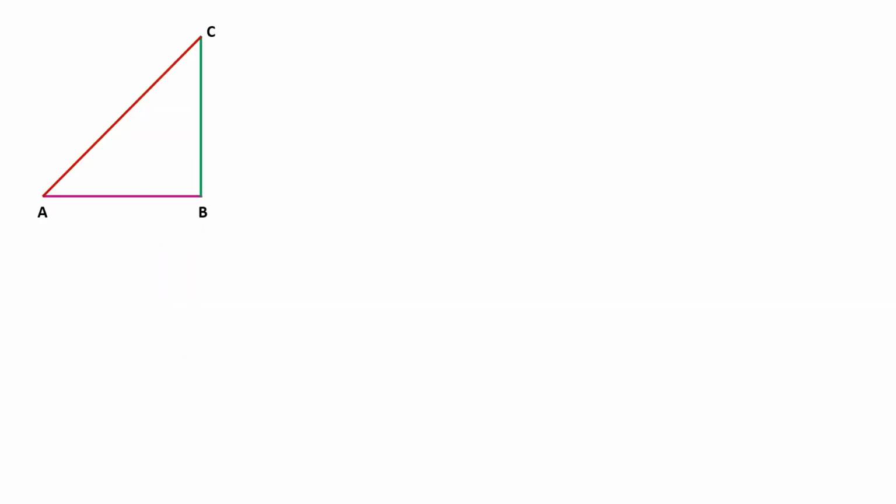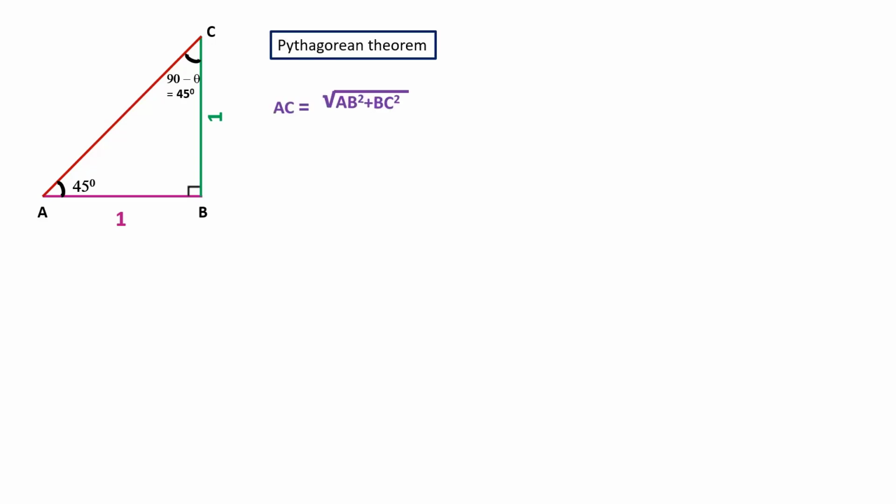Now, let us have a right-angled triangle ABC with angle B equal to 90 degrees and angle A equal to 45 degrees. Then angle C will be 90 minus 45 degrees, which will be equal to 45 degrees again. That means angle A and angle C are equal. Let the two sides of this triangle, AB and BC, be equal to 1 unit each. Then you can apply the Pythagorean theorem and find the hypotenuse AC.